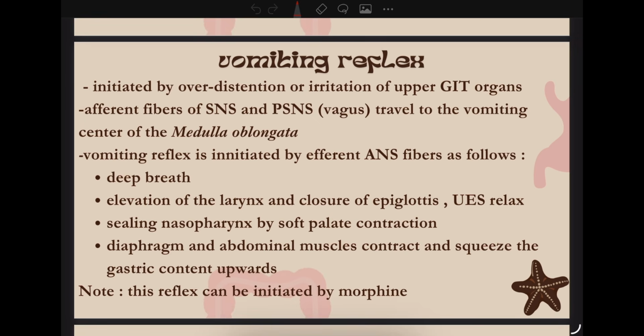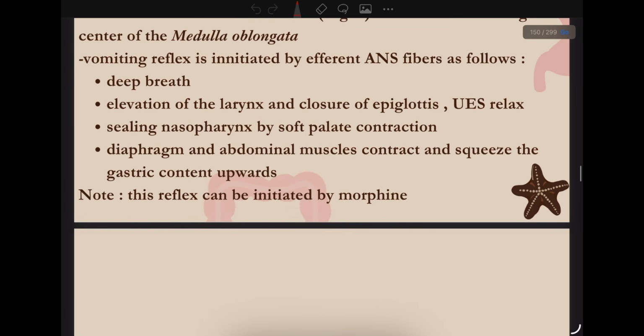The main thing here: why do we close the epiglottis and all of that? You don't want the vomit to enter the larynx, right? So you will close it. You will also seal the nasopharynx by soft palate contraction, so no vomit will go through your nose. Not through the nose, not through the larynx. What's the only pathway left? Exactly, through the mouth. What happens now? The diaphragm and abdominal muscles contract and squeeze the gastric content upwards. So they squeeze the stomach, and the gastric content will go upwards and out of the mouth.